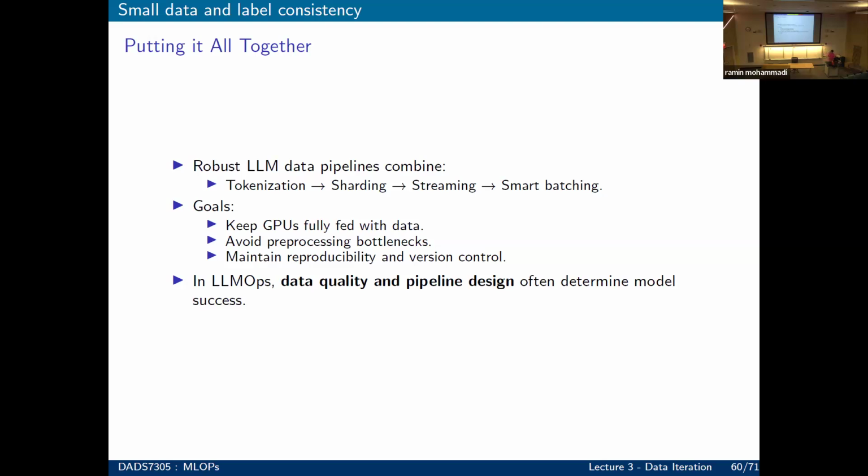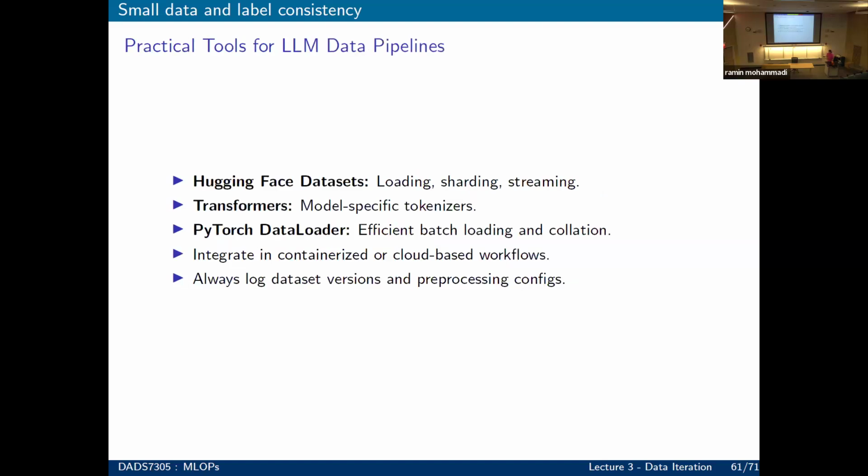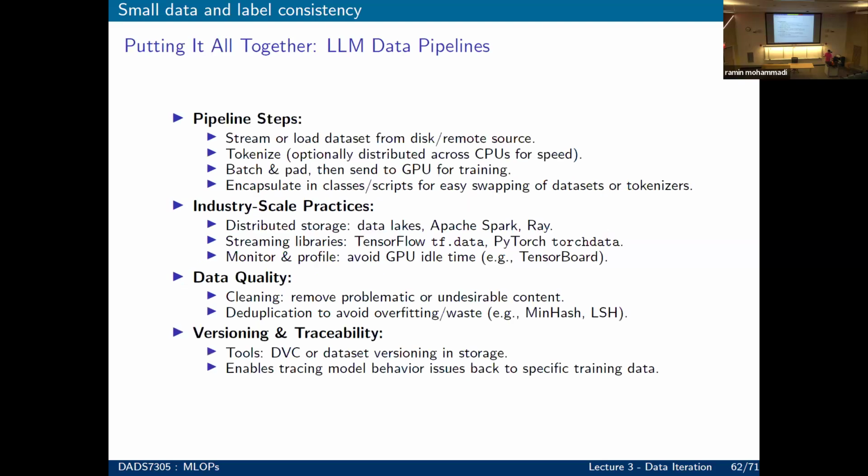Now, these are a couple of tools that you can use for this, like Hugging Face datasets, which gives you those three options: transformers, PyTorch data loaders. There are other options that you can search and find online, but these are pretty unique for that. And a couple of other things to keep in mind for your pipeline steps: stream or load the dataset, tokenize, batch and pad, and encapsulate your scripts. Be sure that your scripts are also modular.